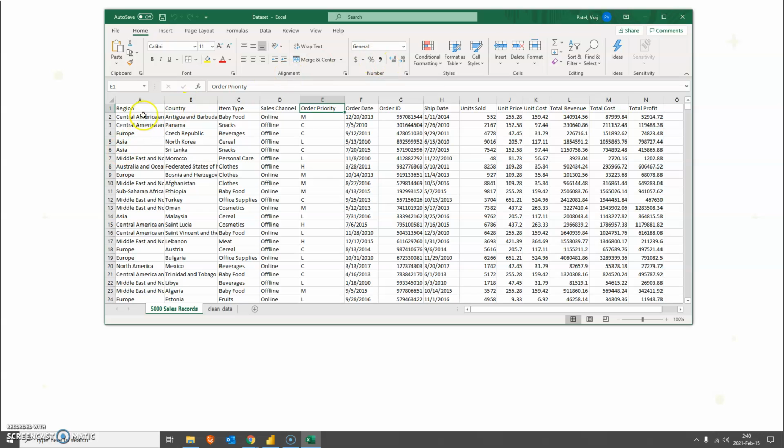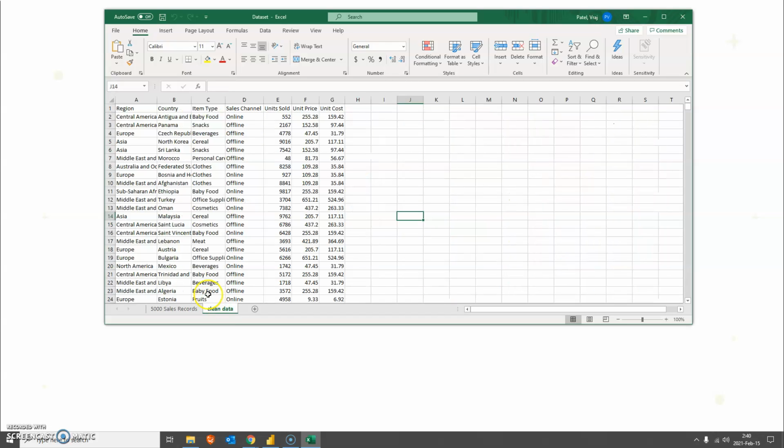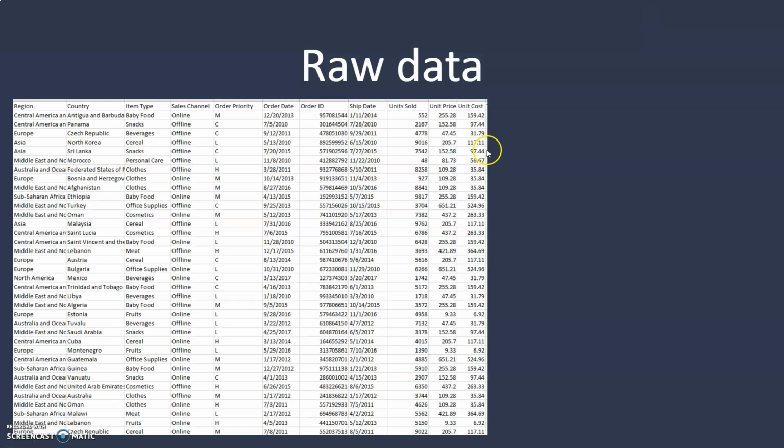This has lots of columns: region, country, item type, sale channel, order priority, order date, order ID, and so on. But I really didn't need this much data, so I cleaned the data a little bit. The first thing I kept was region, then country, item type, sale channel, unit sold, unit price, and unit cost. I'll show you what I did with that data.